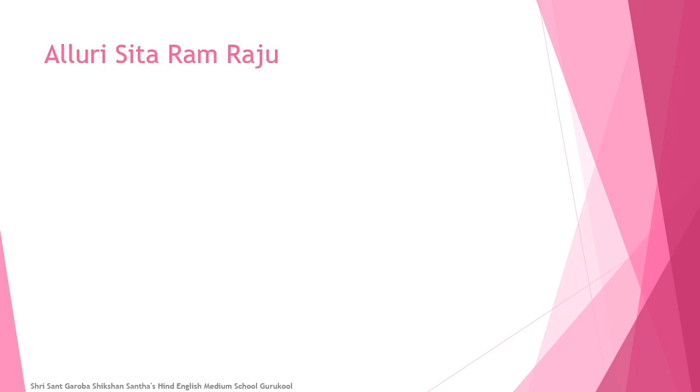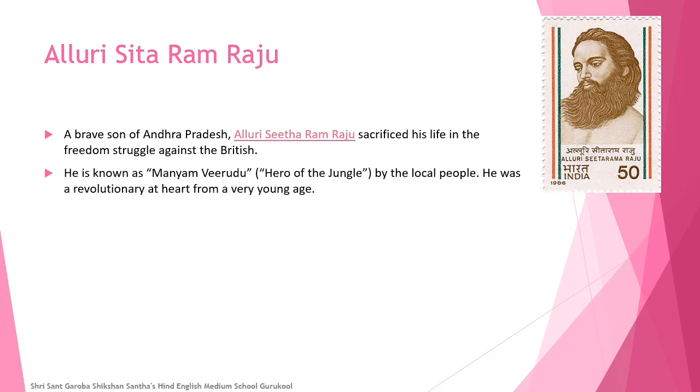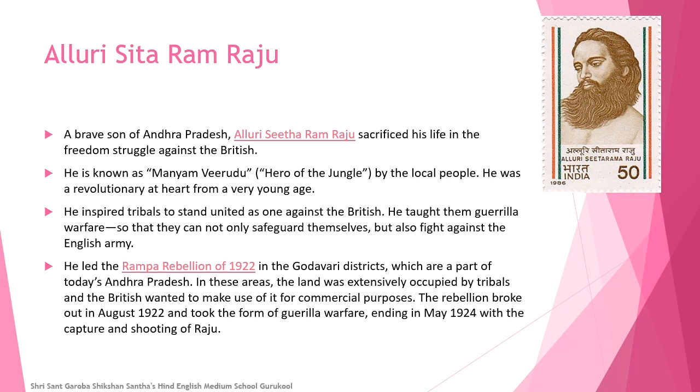Alluri Raju. A brave son of Andhra Pradesh, Alluri Raju sacrificed his life in the freedom struggle against the British. He is known as Manyam Veerudu, hero of the jungle, by the local people. He was a revolutionary at heart from a very young age. He inspired tribals to stand united as one against the British. He taught them guerrilla warfare so that they can not only safeguard themselves but also fight against the English army.